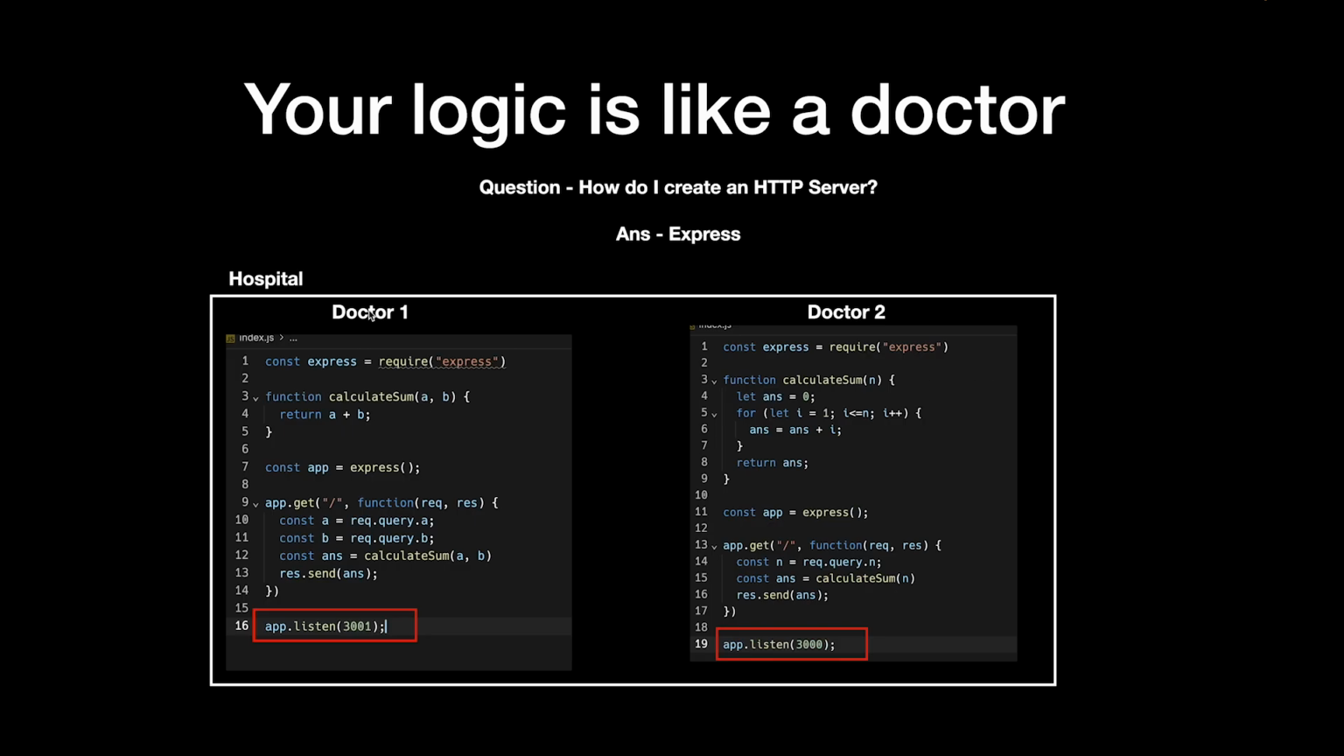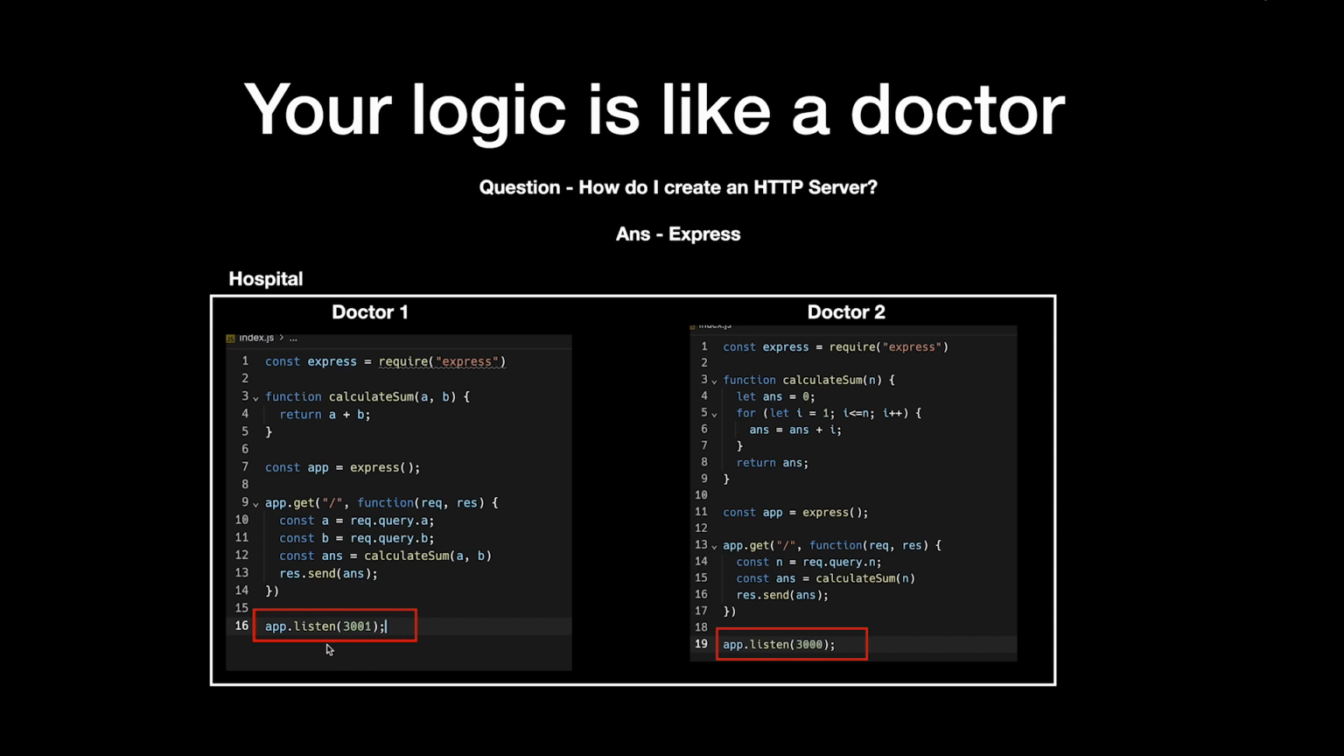If you look at it from a high level, you can have a hospital which is similar to my Mac machine, where there could be two doctors or there could be two HTTP servers. The thing on the left has some logic: a calculate sum function that takes two variables and returns a plus b. It initializes express, exposes a route which takes two inputs, a and b, calculates the sum and sends the sum back to the user, and listens on port 3001.